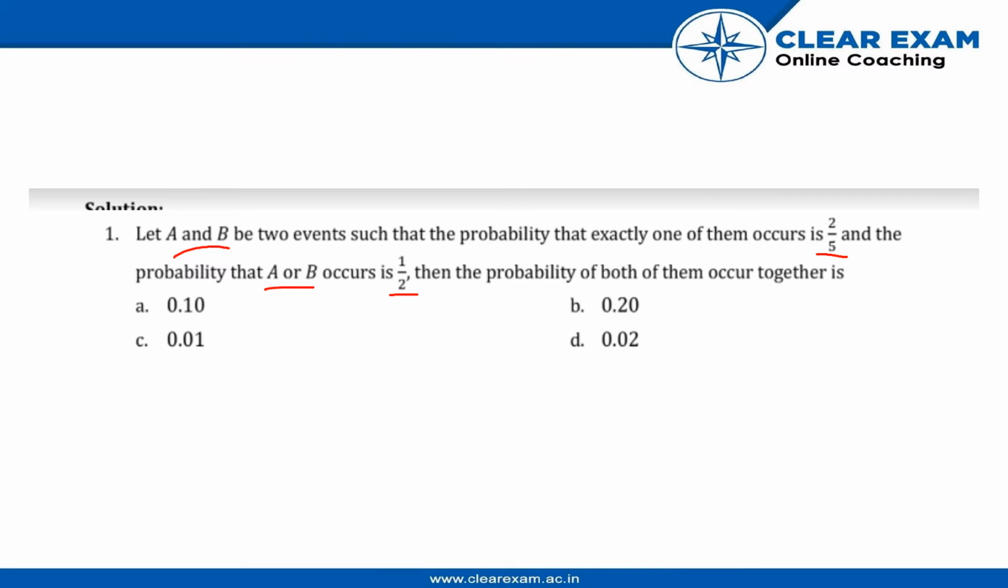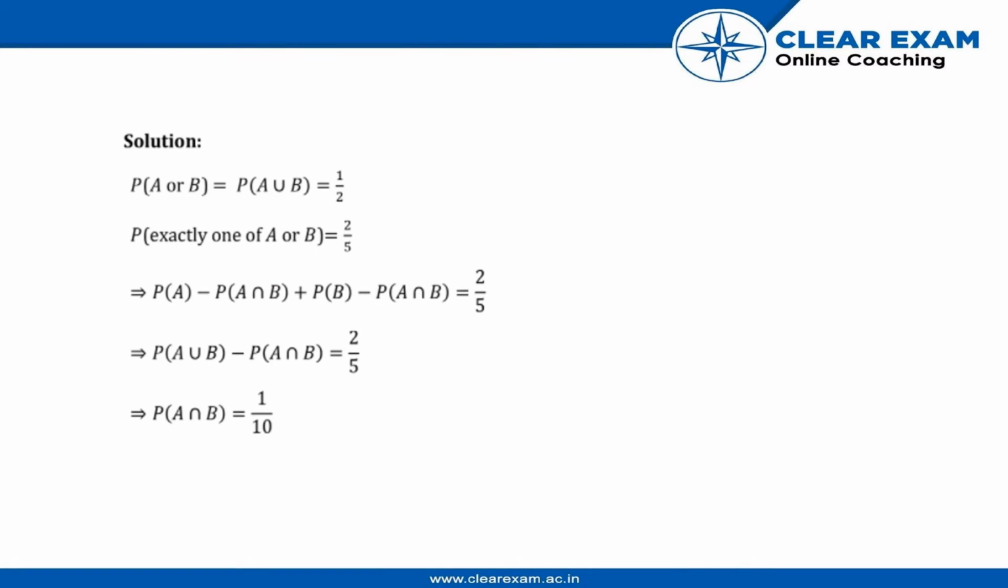The probability of exactly one of them occurring is 2 by 5, and the probability of A or B, which means probability of A union B, is 1 by 2, which means either A or B or both of them occur. The probability of this instance is 1 by 2, and the probability of exactly one of A or B occurring is 2 by 5. Or we can say that it is probability of A minus probability of A intersection B, plus probability of B minus probability of A intersection B.